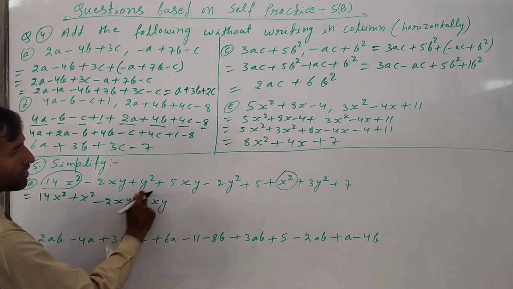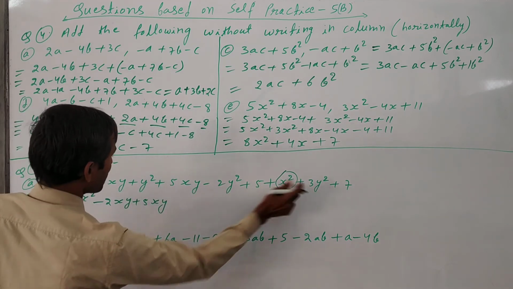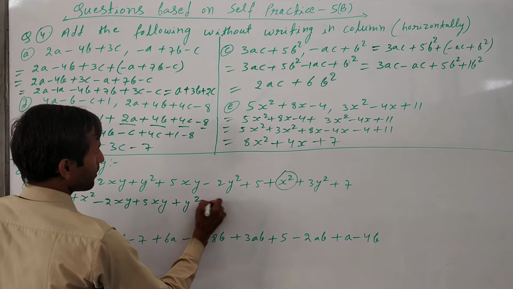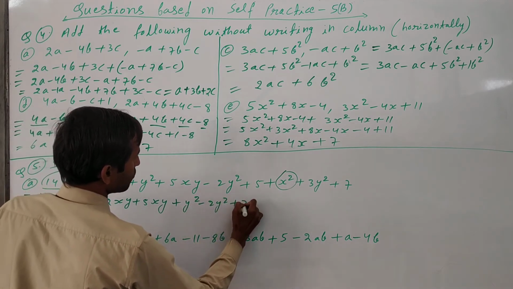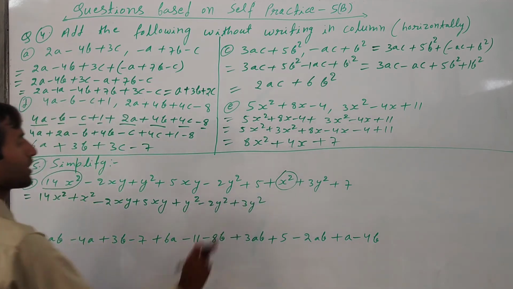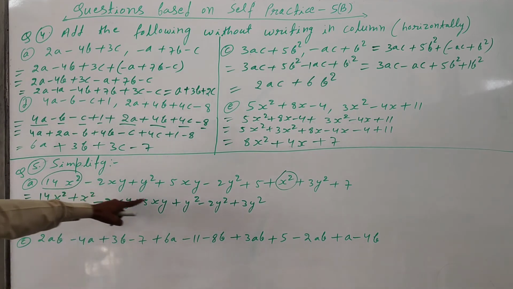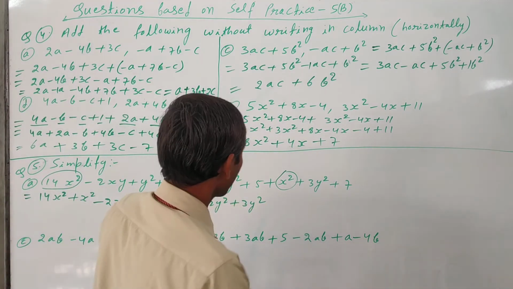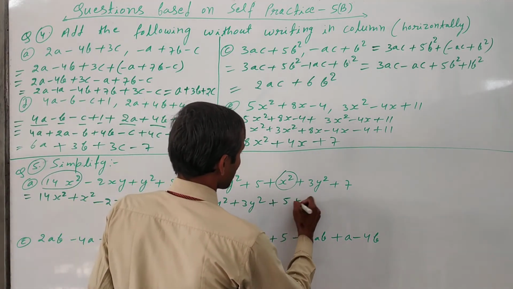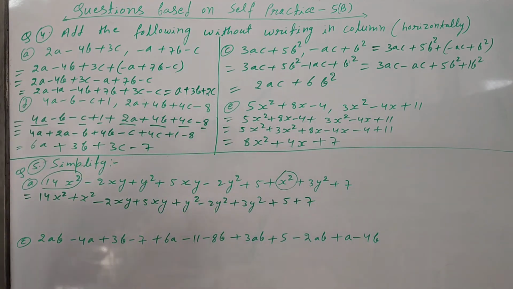Okay, after that y square minus 2y square plus 3y square. Three terms are there, so we will write down like this. Okay, next one, constant is there. So 5 plus 7 is there. So just write down here 5 plus 7. After that we will subtract or add.